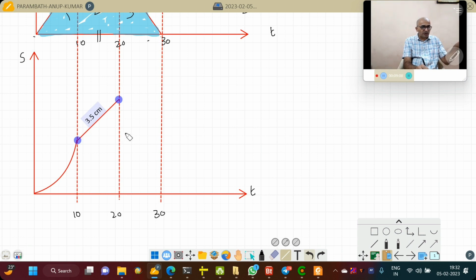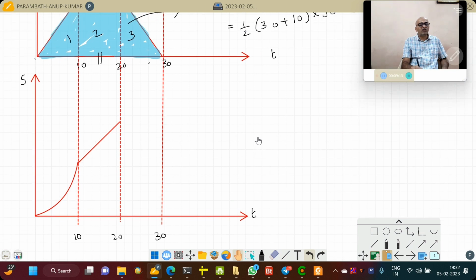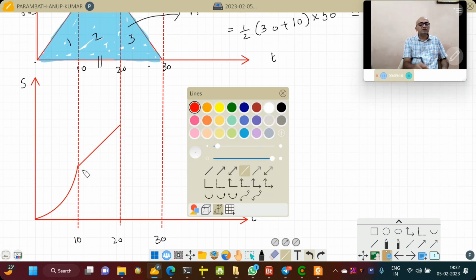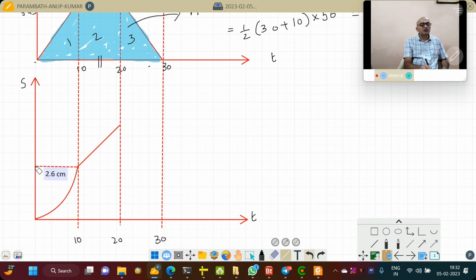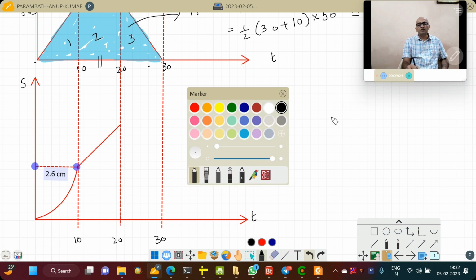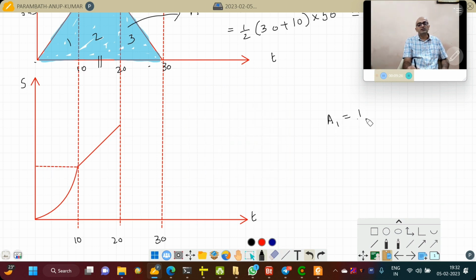Each of these corresponding points I have to do. What is the area of region 1? The area of region 1 will give me this particular position. Which position? This particular position, that will tell me. Let us find out. Area 1 is a triangle, students. Area of region 1, which is this region, is a triangle, half base into altitude 50. That is 250 meters, 250 feet. Therefore, I will mark this as 250 feet.